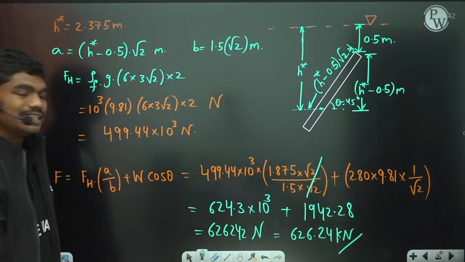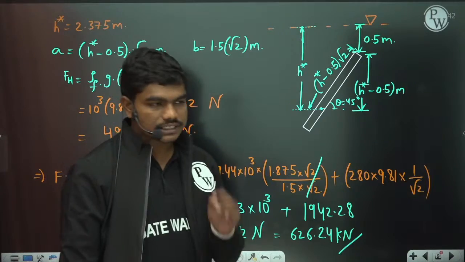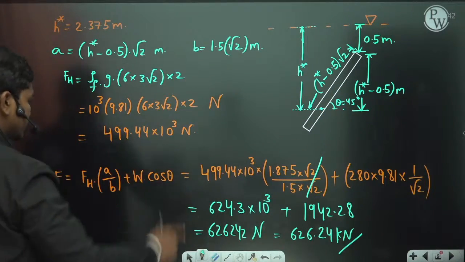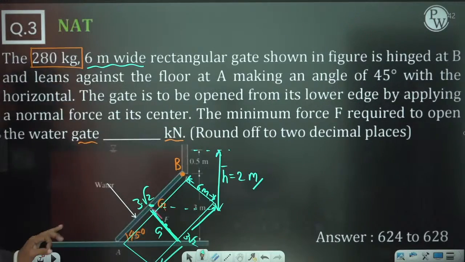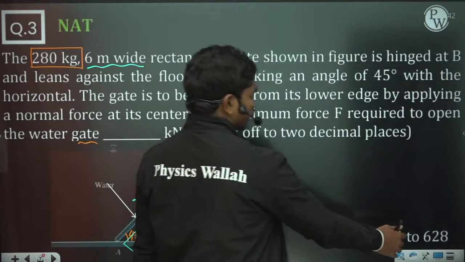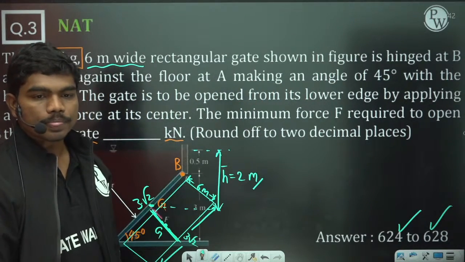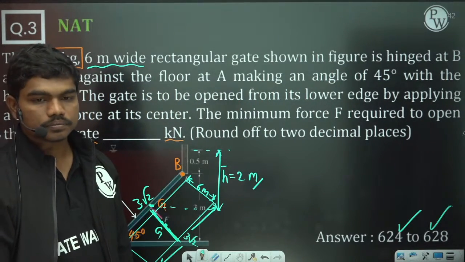This is the force which you have to apply at the center of the plate, so the plate can rotate. 626.24, and if you see the answer, 626.2 something is in between 624 to 628. Clear? Did you all understand this question?